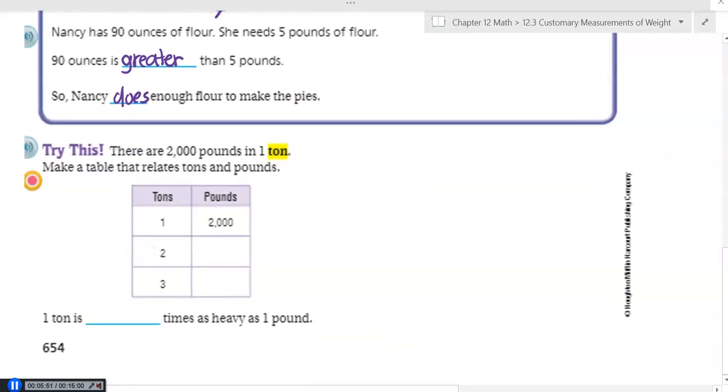Okay, there's one more unit in weight, and that is tons. 1 ton equals 2,000 pounds, which is a lot of weight. So if 1 ton equals 2,000 pounds, then 2 tons must equal 4,000 pounds. See the pattern? And then if 2 tons equals 4,000 pounds, then 3 tons must equal 6,000 pounds. So we can see that a ton is 2,000 times as heavy as 1 pound.